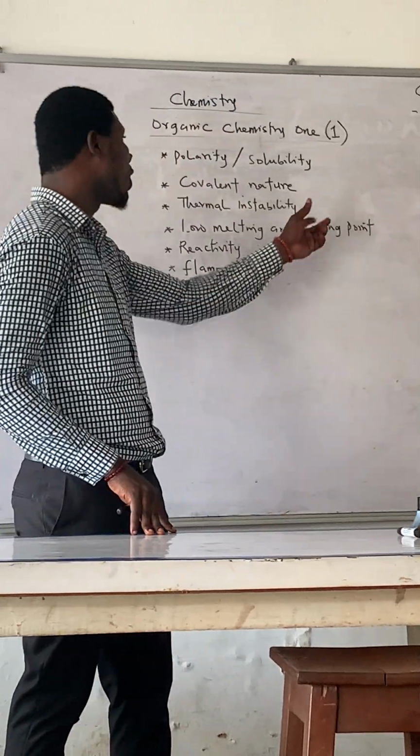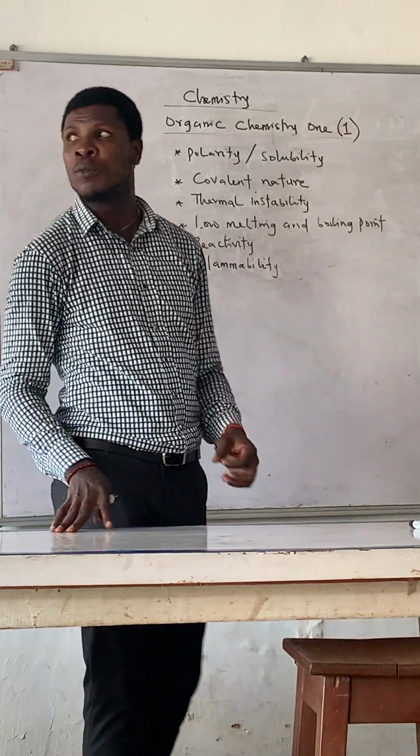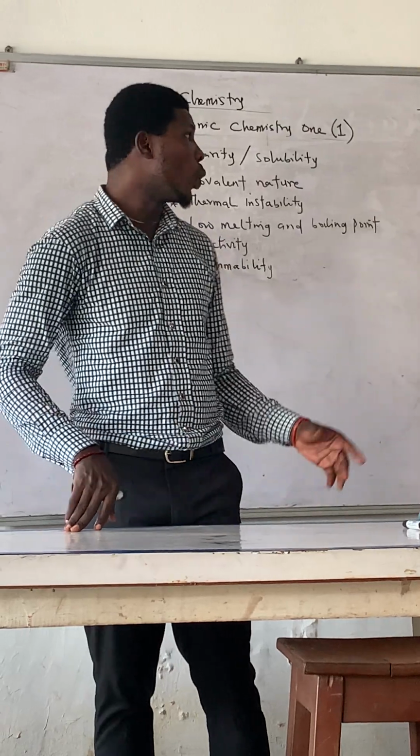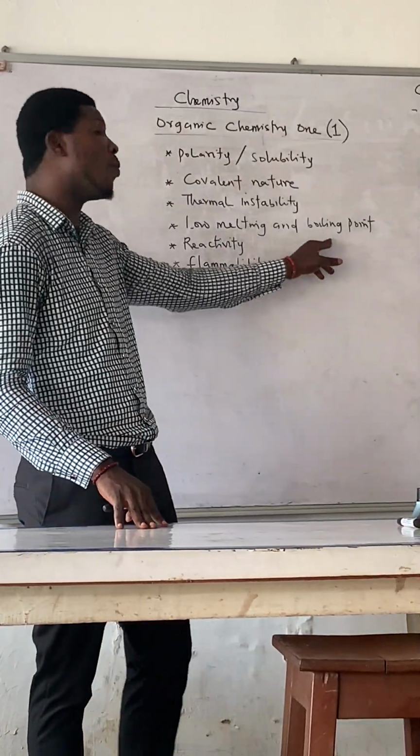So that's for the low melting and boiling point. Many times, when they are heated to a temperature sometimes even below 300 degrees Celsius, you see that the chains will be broken down. That's why they say they have low melting and boiling points.